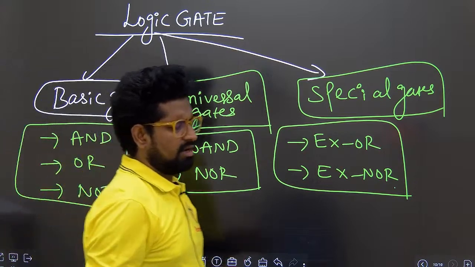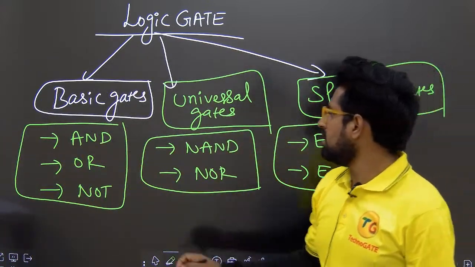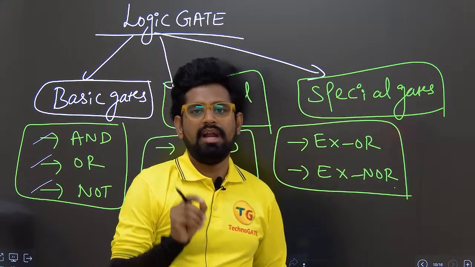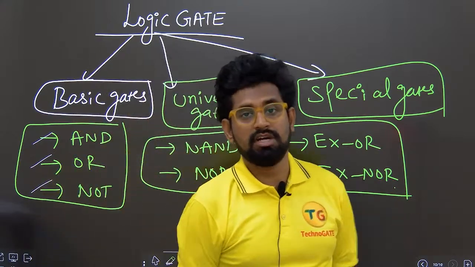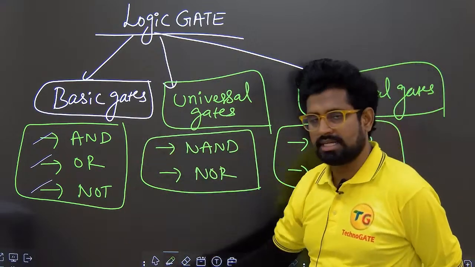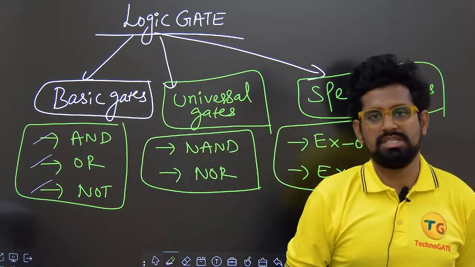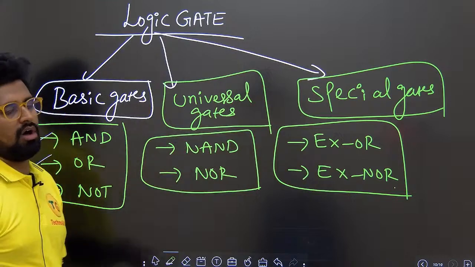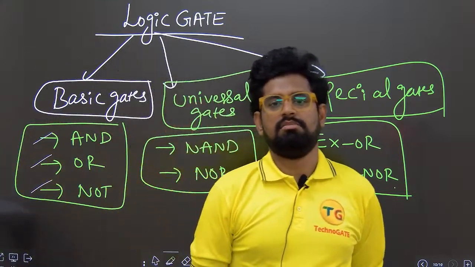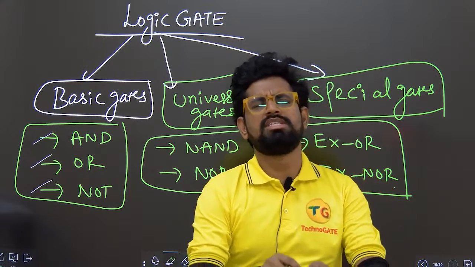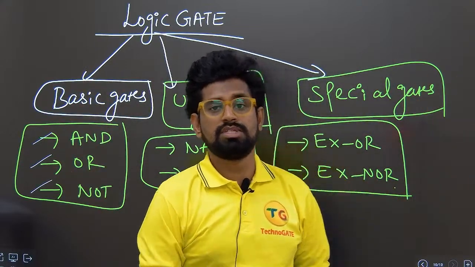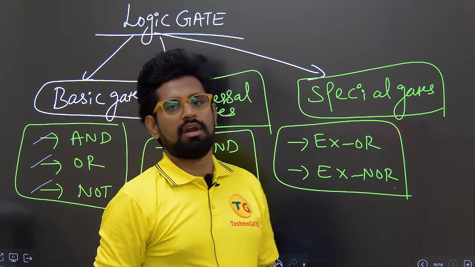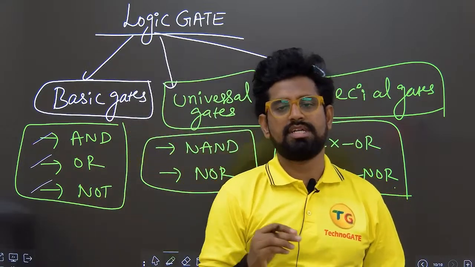Firstly, let's have some idea on this. Why are AND, OR, NOT called basic gates? Generally AND, OR, NOT operations are the basic Boolean functions. These gates will do the basic functions, hence they are called basic gates. Next, NAND and NOR. Why are these gates called universal gates? Because by using NAND alone we can construct all the remaining gates. By using NOR alone we can construct all the remaining gates. Hence NAND and NOR gates are called universal gates.